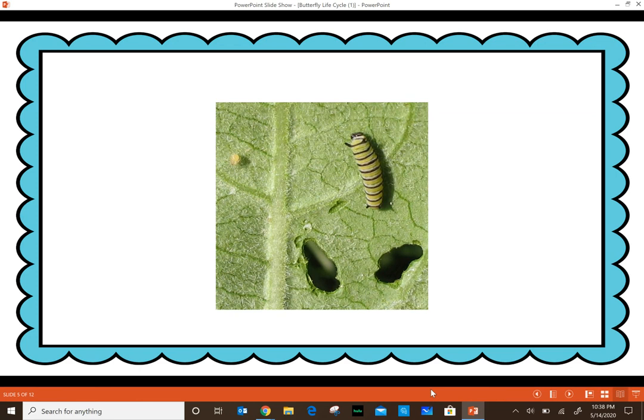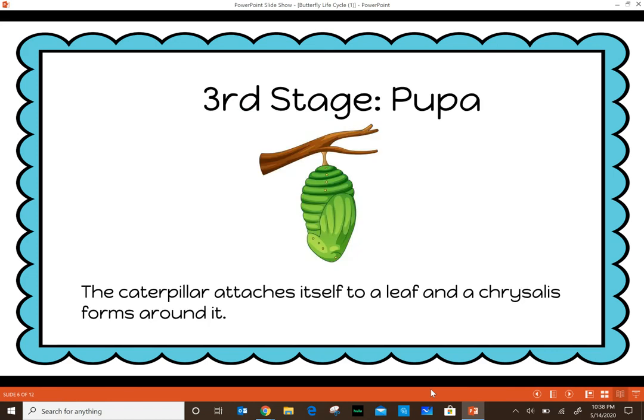Now after a few more weeks, the third stage happens. This stage is known as the pupa stage. And what happens here is that the caterpillar will attach itself to a leaf and a chrysalis forms around it. In this stage, the caterpillar is going to transform itself into a butterfly.